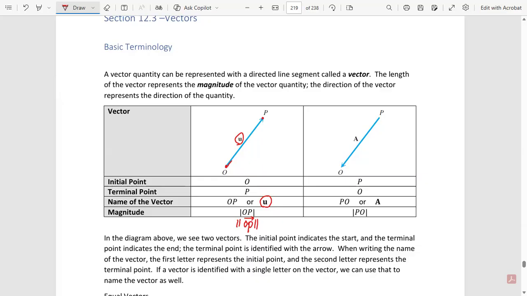If you look at the next example, you will see that the initial point is P and the terminal point is O. So this vector is called PO, and the magnitude is written as the absolute value of PO in that notation. Or we can call it with a different name, which in this picture is vector A.